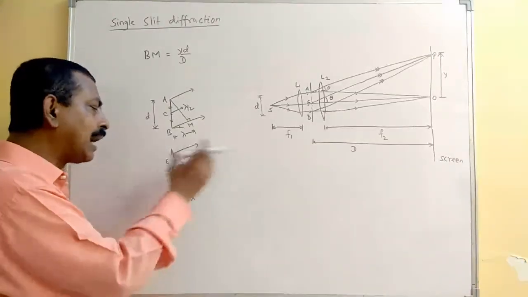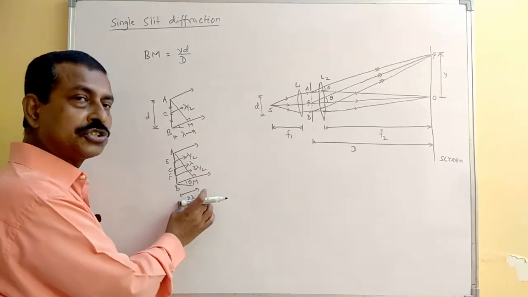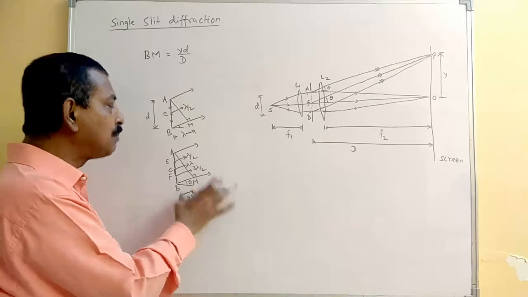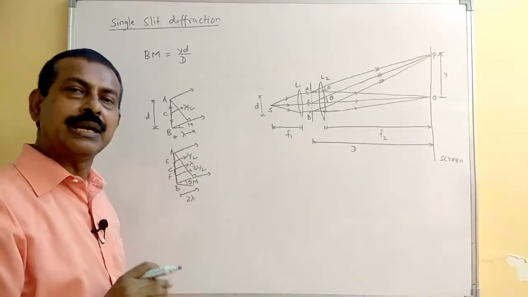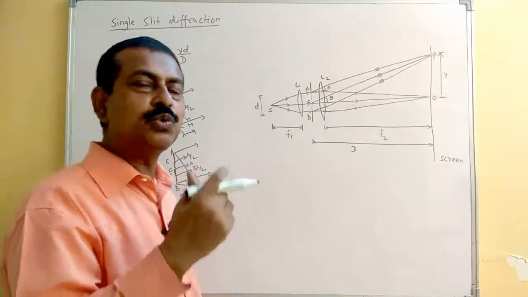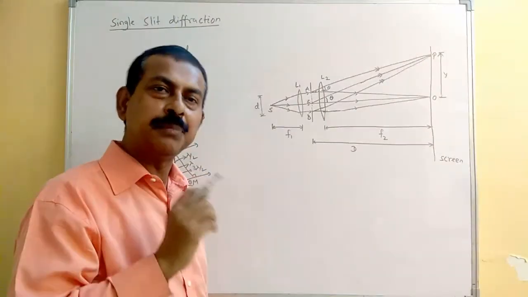You can take higher one also. If it is, suppose, 3 lambda, we'll divide it into 6 parts. If it is 4 lambda, we'll divide it into 8 parts, like that. And in all such cases, it will be giving you the points of secondary minima there.